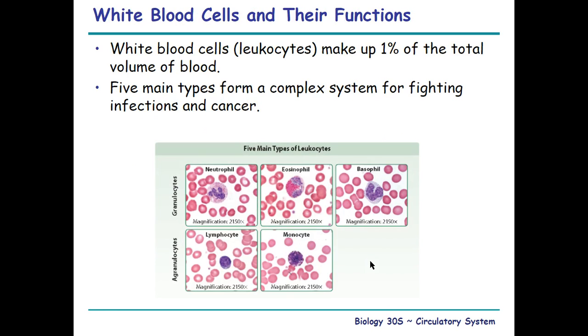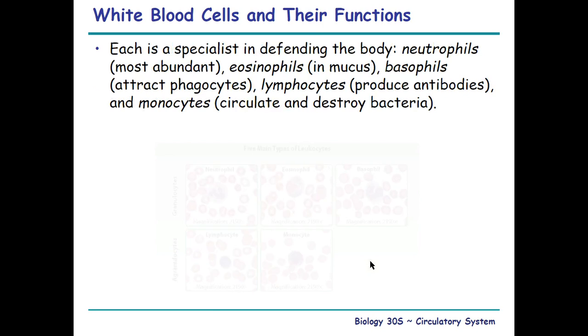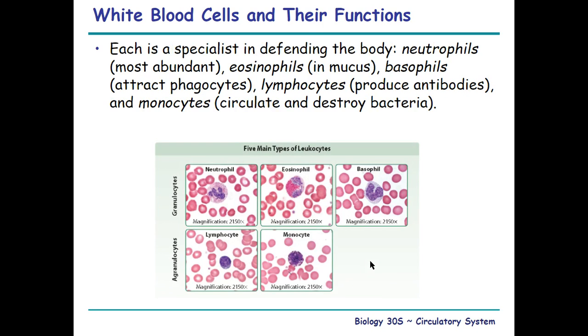White blood cells and their functions. White blood cells, or leukocytes, make up 1% of the total volume of blood. Five main types form a complex system for fighting infections and cancer. Each is a specialist in defending the body. Neutrophils, okay, those are the most abundant.